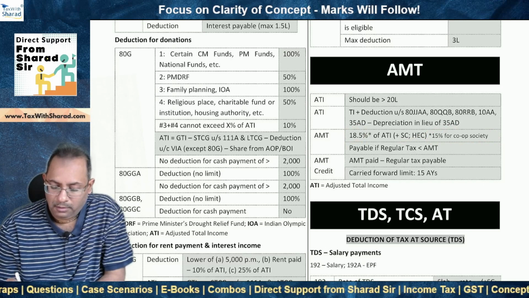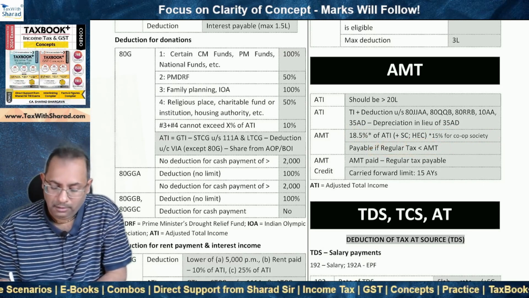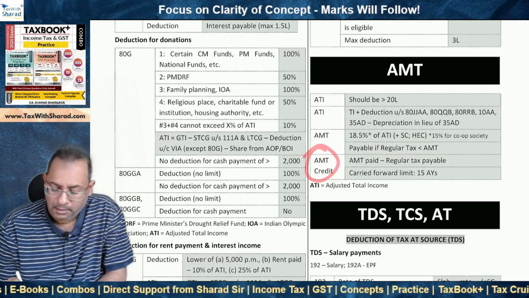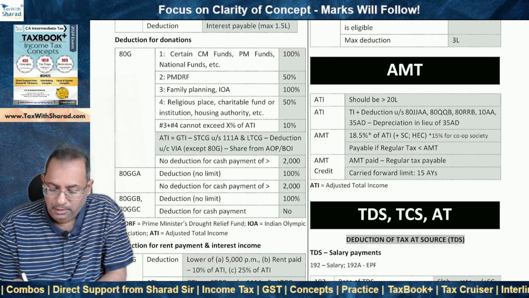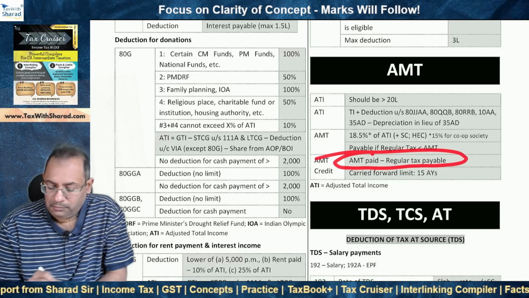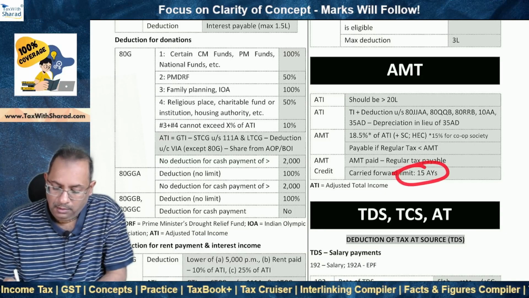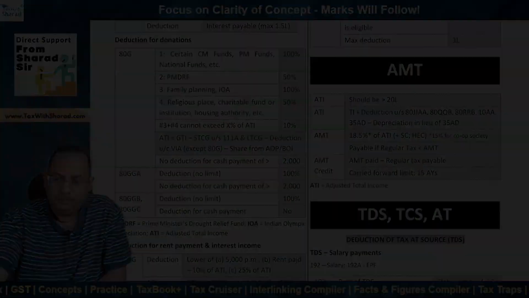AMT becomes payable if the regular tax is less than AMT. That means AMT is the minimum tax that is required to be paid. AMT credit is eligible if the AMT which is paid is less than the regular tax which is payable. Okay, and this AMT credit can be carried forward till a period of 15 assessment years.